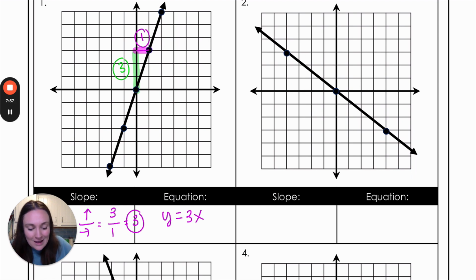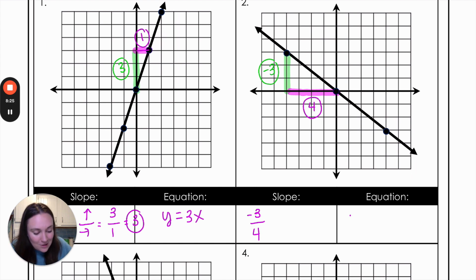Let's look at that rise together. This time we're going down 1, 2, 3. So instead of a positive 3, I'm going to write that as negative 3. And my run, going side to side, I'm going over 4 to get to that next point, so my run will be 4. I'm going to write that again, rise over run, negative 3 over 4. There's no simplifying I need to do, so that is going to be our slope.